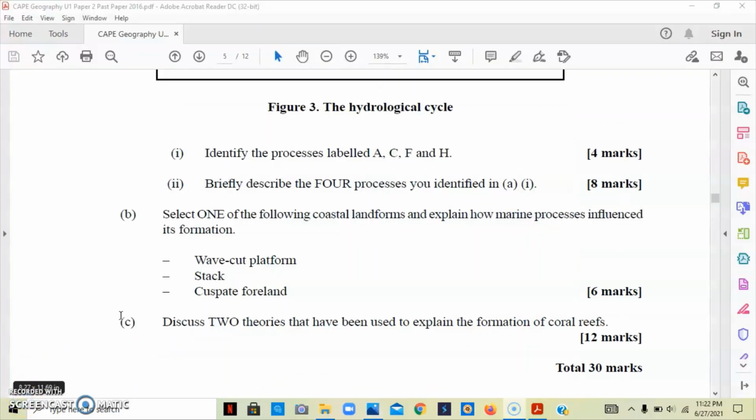For a question like this, you just need to know the difference between the upliftment and the subsidence theory, as well as the glacier control theory. The upliftment theory is pretty easy and straightforward. It's just that for the glacier control theory, you might have to do some more reading. I'll place in the description below a link that you can go to get some further information.